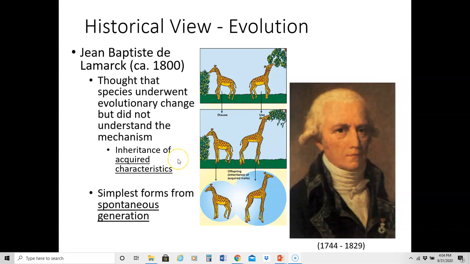Another idea that Lamarck came up with that was controversial was that spontaneous generation of the simplest forms of organisms could happen. So if you just let a glass of water sit out, eventually something living would be in it. And he thought that was just spontaneous generation of a new organism. He didn't understand that microscopic organisms could have already been in there.